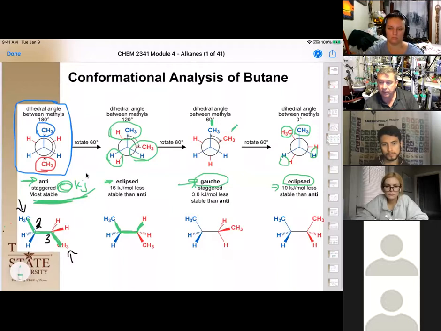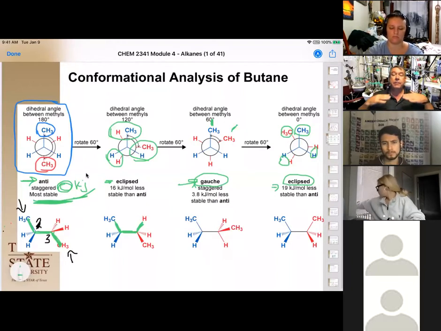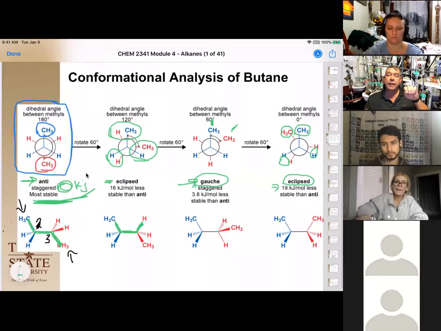Okay, I got a question here. In each state, is it less energy than anti plus the one before it, or is it just the energy from anti? These are relative to the anti state, okay? So if we want to call anti 0 relative number, that means our eclipsed is plus 16 kilojoules, our gauche is plus 3.8 kilojoules, and our eclipsed with the two methyl groups is plus 19 kilojoules from that anti state, okay?